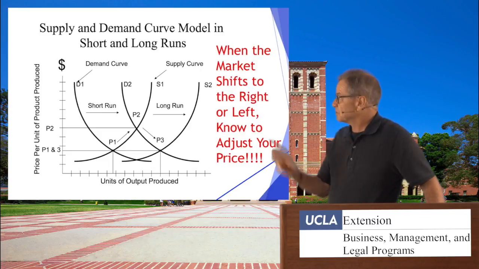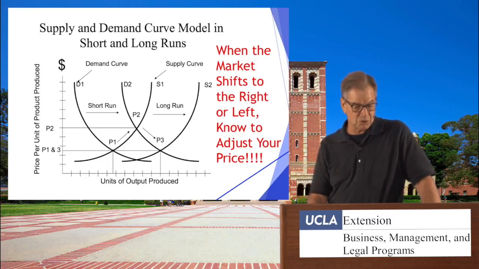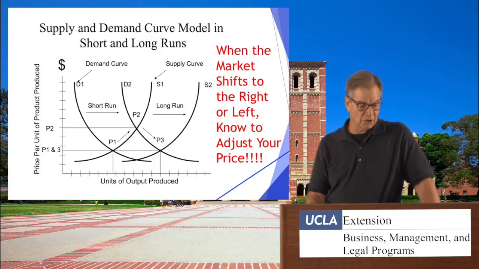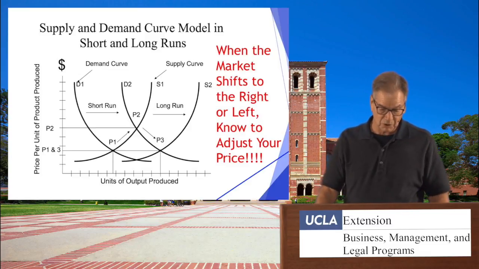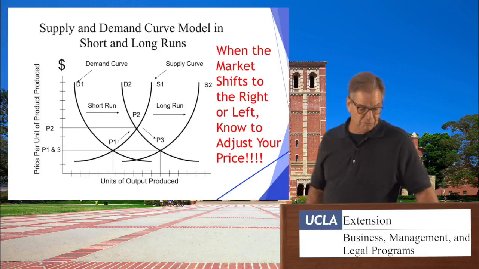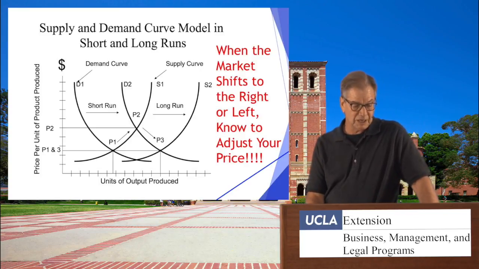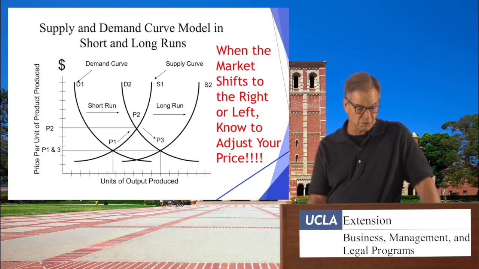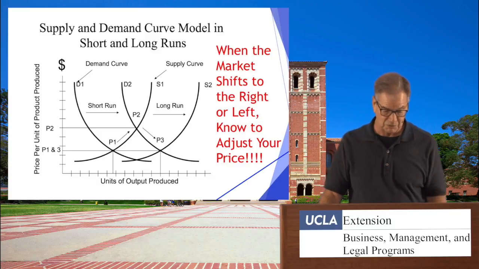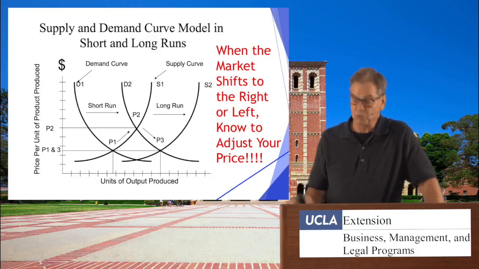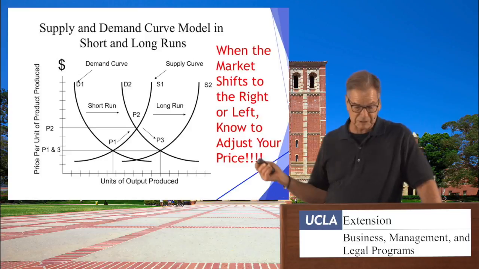And so here is a supply and demand model in both the short run and long run, where demand shifts to the right, creating a higher value of P2, or price, and then supply shifts to the right, pushing the price back down to the original P1 price. And we're going to go step by step through to explain this.